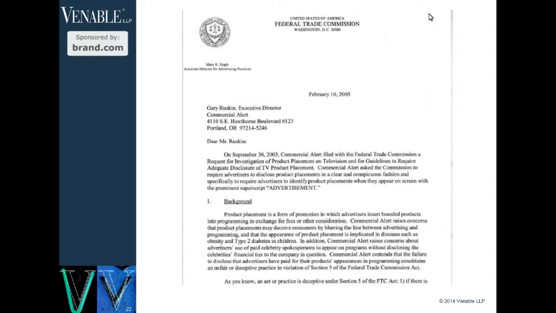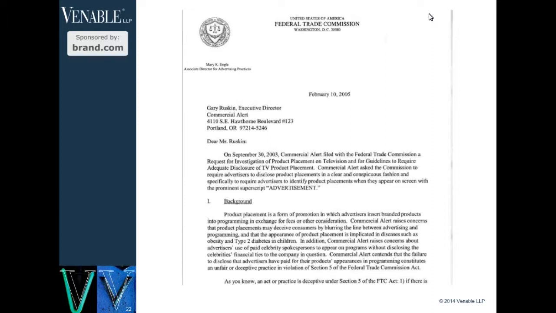There was a public interest group called Commercial Alert that raised concerns that consumers were deceived when these lines were blurred between advertising and programming. And the FTC considered their request, and they wrote back and they said, quote, some products appear in programming because advertisers pay for such placement, while other products appear because of the creative judgment of the program's writers. We are not aware of any empirical data concerning whether consumers distinguish between these two uses of products and programming.